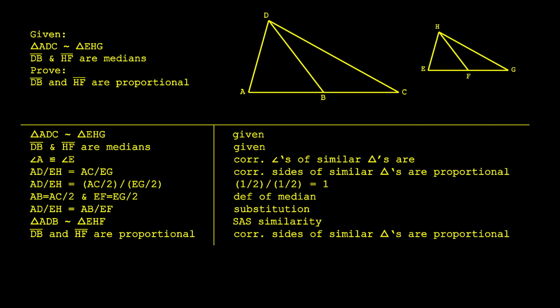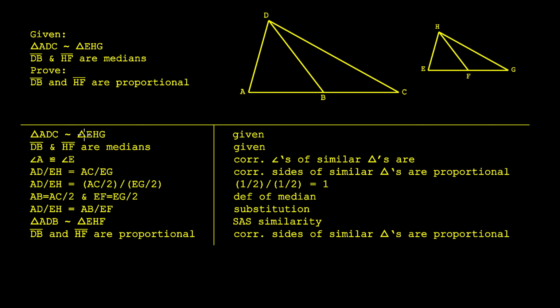In this video, we will prove that medians of similar triangles are also similar. So here we have our givens and proof, also down here, and we'll do the proof here and put it on the diagram over here. So first thing, triangle ADC is similar to triangle EGH.